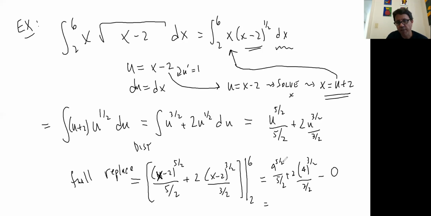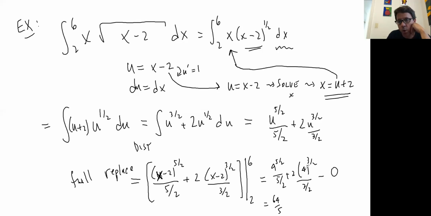4 raised to the 5 halves power. And what that means is take the square root, because it's a half power, and then take that and raise it to the 5th. So square root is 2, so 2, 4, 8, 16, 32. And then when you flip 5 halves to the top, it'll be 2/5. So it's 2/5 times 32. And maybe that's too much in our heads, but that's 64/5 right there.